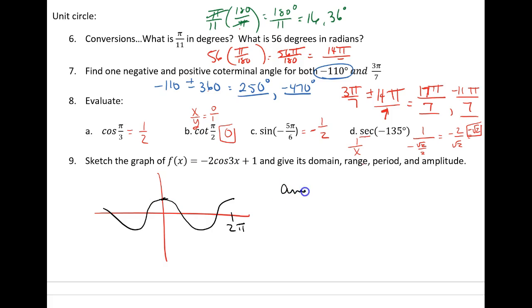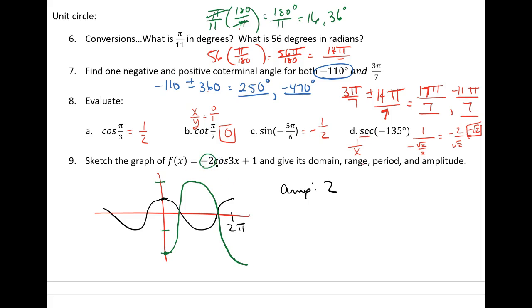So right off the bat, I'm going to go ahead and write that there's an amplitude change. I'm going to flip this, and now instead of it going to 1 and negative 1, it's actually going to stretch and go from 2 to negative 2 here. So I'm trying to flip and stretch at the same time. That is me handling the negative 2.